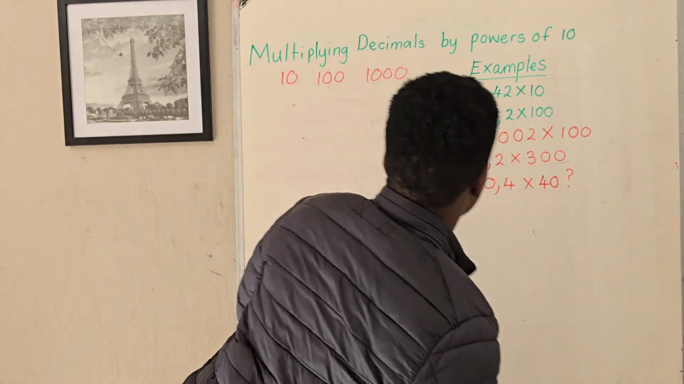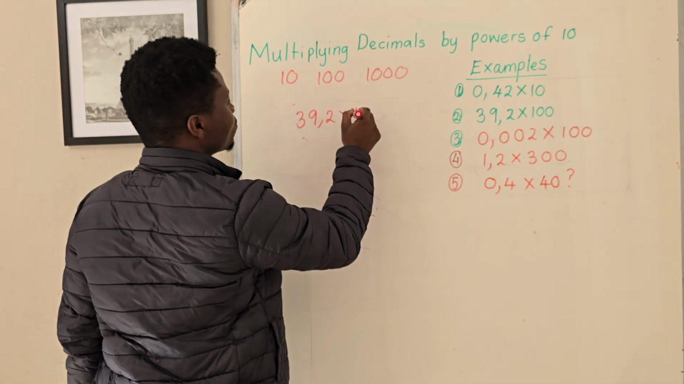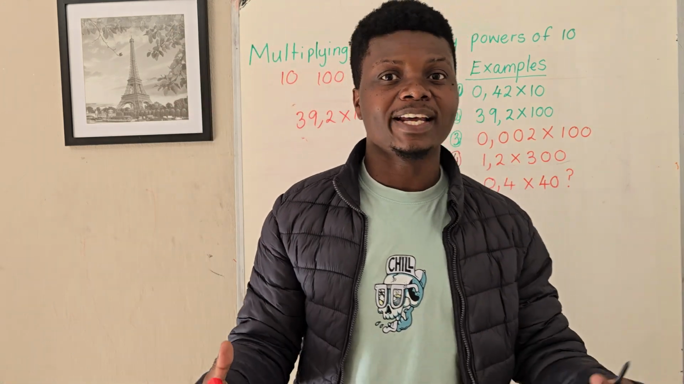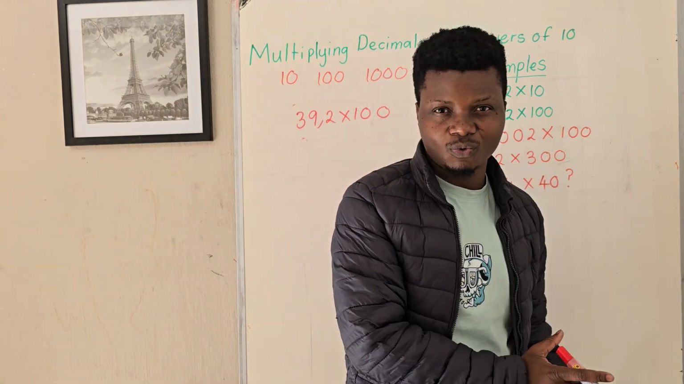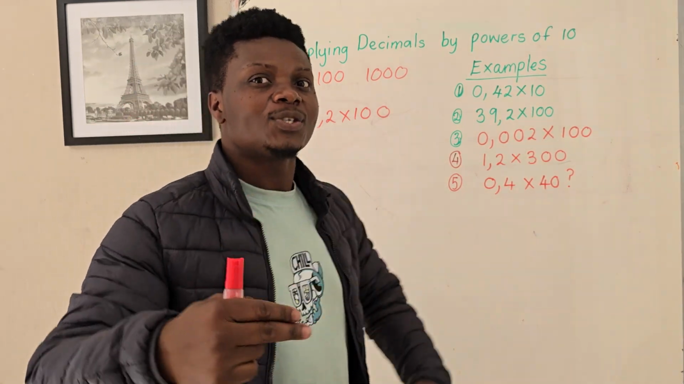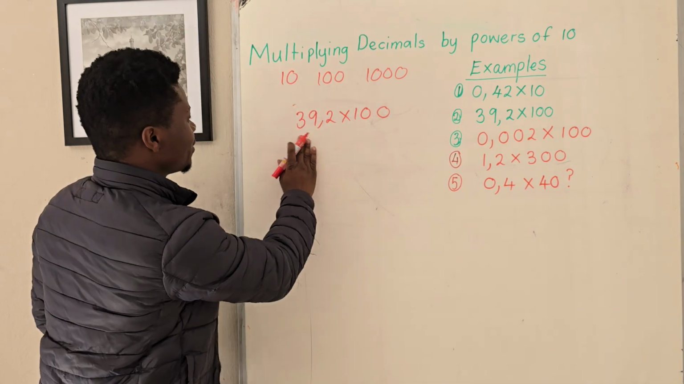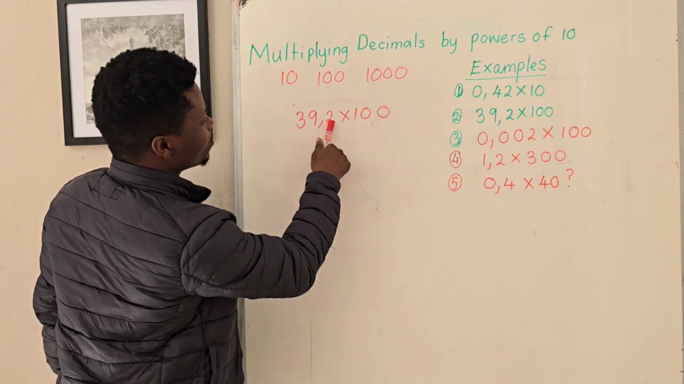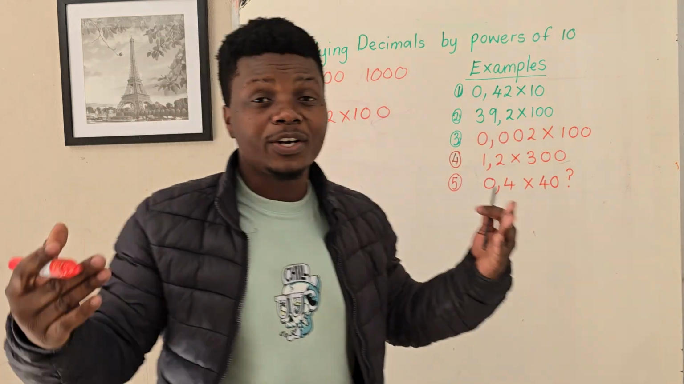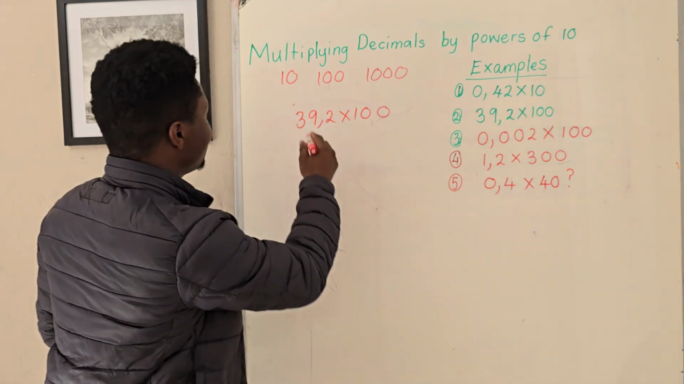Let's try the second one. The second one says 39.2 times 100. And remember, when you multiply by powers of 10, we move the decimal to the right. So in this case, 100 has 2 zeros, so I have to move 2 places to the right. Let's check. Do I have 2 places to the right on this number? After the comma, there's just 1 place. So what do we do? We always give it a 0. Just give it a 0. So let me write it like this.